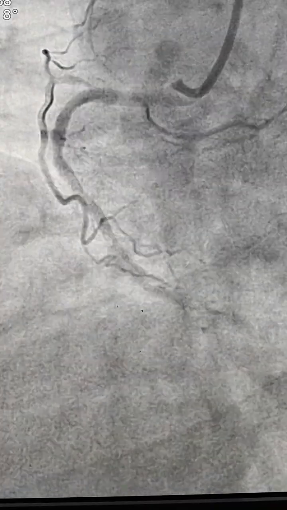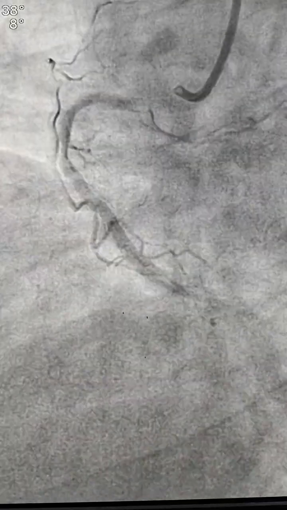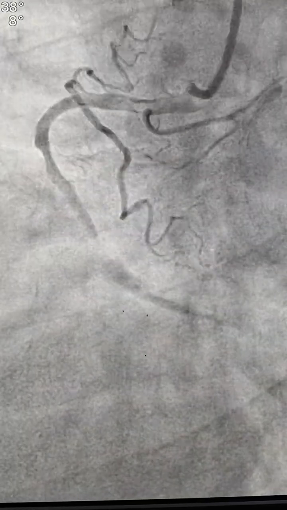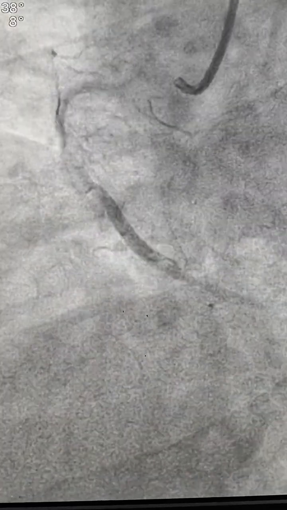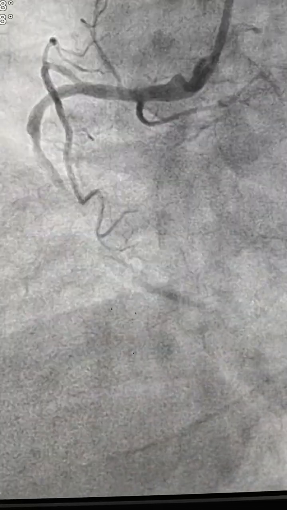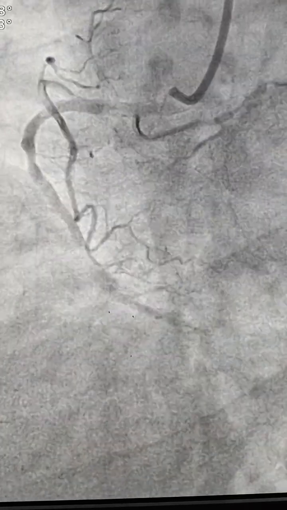So this was a right radial route with the JR 3.5 catheter, 6 French, and you can see how bad the thrombus was in the RCA. You cannot see the distal RCA after the bifurcation. There is no PLV, PDA. You cannot see because there was a large burden of thrombus. So what I decided is to do balloon daughtering.